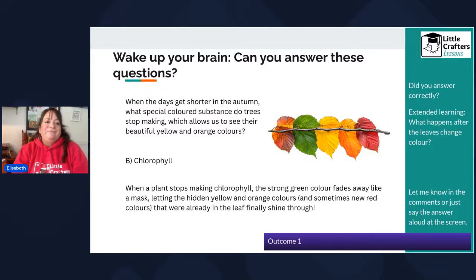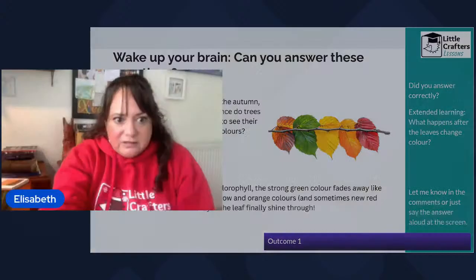It's chlorophyll. When a plant stops making chlorophyll, the strong green color fades away like a mask, letting the hidden yellow and orange colors, which were always there, shine through. So let's have a look at some leaves. So I have a bunch of leaves that I brought in. You can see this is a sycamore leaf. This one is yellow. This is from my oak tree. This is one that actually came off during the storm. I didn't pull this off my tree, but you can see what's happening.